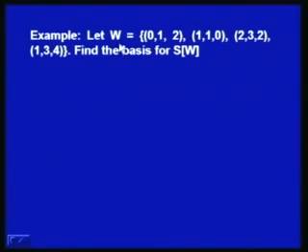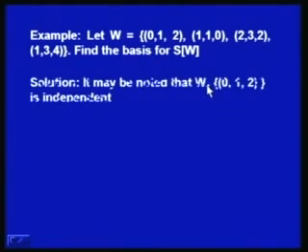In the next example, I will consider these vectors: W = {(0, 1, 2), (1, 1, 0), (2, 3, 2), (1, 3, 4)}. Find the basis for span W. Now, in this example, I have 4 vectors in this set W, and I have to find the basis for the span of W. W is a subset of R3 because all the vectors belong to R3. So, we have to form the basis for span of W.